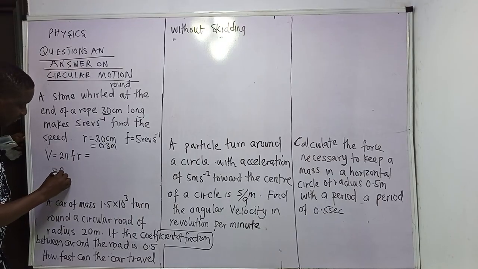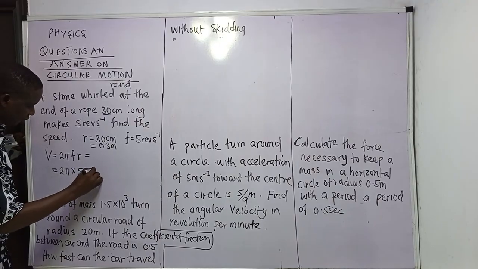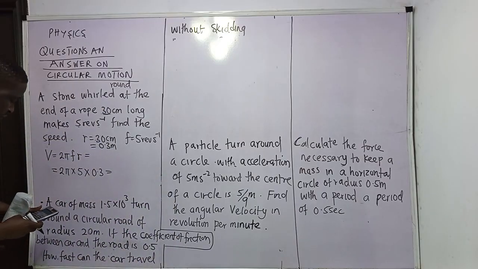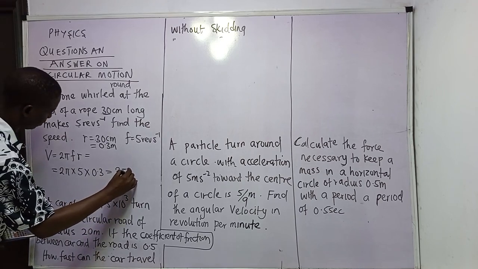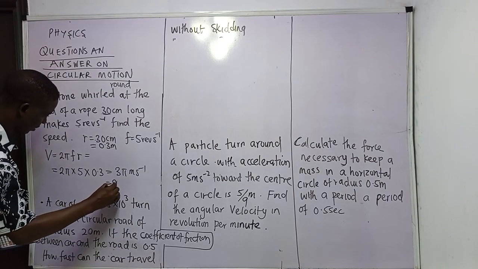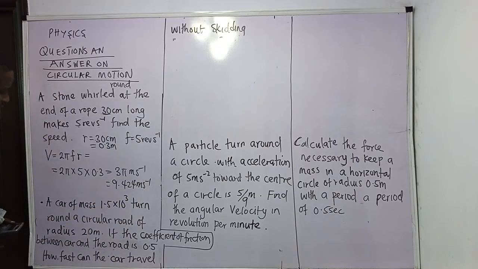So we go ahead. Let's put our parameters. They have 2 pi times frequency, which is 5, times 0.3. So what do we have as our final answer? We have 2 pi times 5 times 0.3. We have 3 pi meter per second. If we give it in decimal, it is 9.424 meter per second.